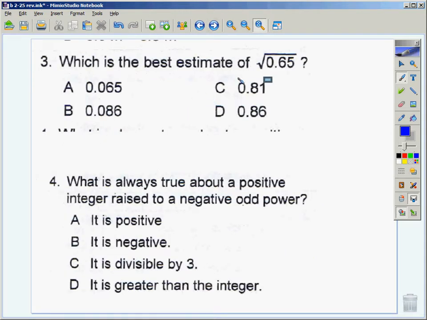Number 3, which is the best estimate of the square root of 0.65? If you punch that into the calculator, there's your first 3 digits, 0.806. Now, I saw a lot of people make this mistake. They saw 86, they wrote this one. This 6 is going to round this 0 up to a 1. So 0.81 would be the best estimate of the numbers that are there, which would be C.